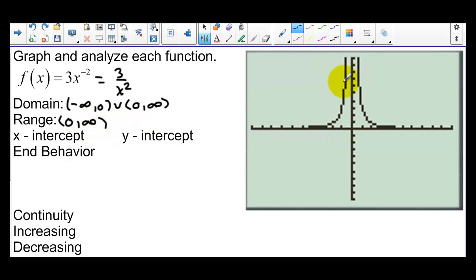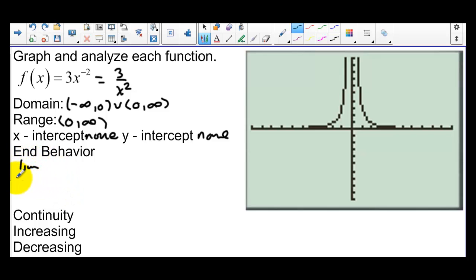And we see we have a horizontal asymptote, because this graph is going to level out as it goes to negative infinity, and it levels out to 0 as it goes to positive infinity. The x-intercepts, we have none. This graph does not cross the x-axis. It gets closer and closer, but it'll never touch the x-axis. The y-intercept is also none. It will get closer and closer to the y-axis on both sides, but it will never touch.